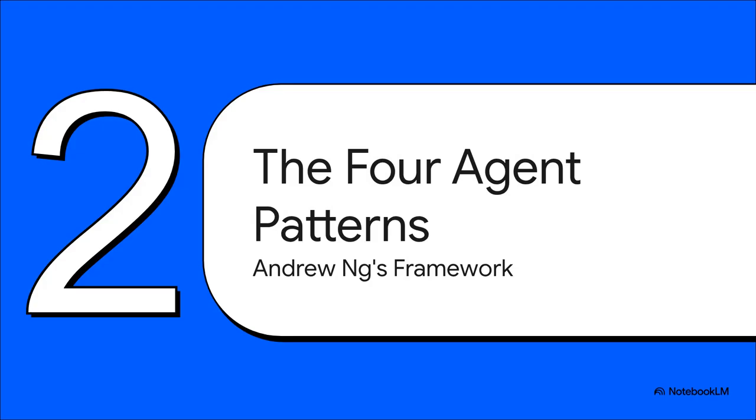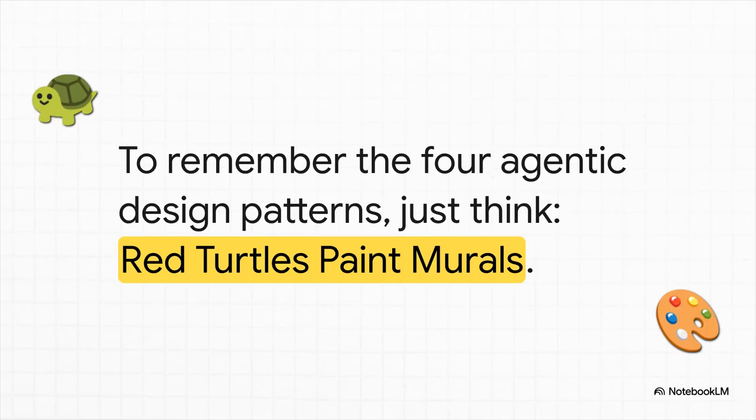Luckily, we don't have to figure all this out from scratch. AI pioneer Andrew Ng has laid out a brilliant framework. He's identified 4 design patterns that are pretty much universally accepted for building agents. This is the foundation for almost everything cool happening in this space. And to make this super easy to remember, we've got a slightly ridiculous but very helpful little mnemonic for you. Red turtles paint murals. Yeah, it sounds silly, I know, but trust me, it'll help lock these ideas in your brain as we go through them.